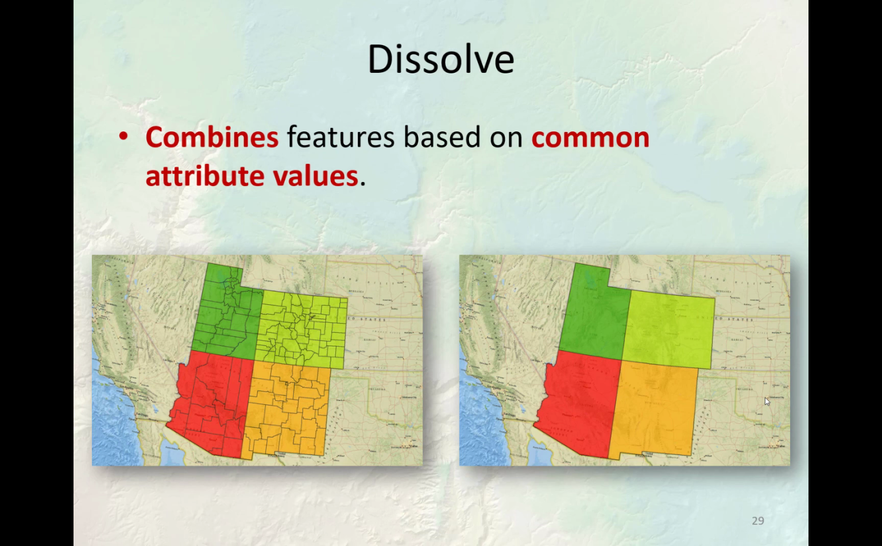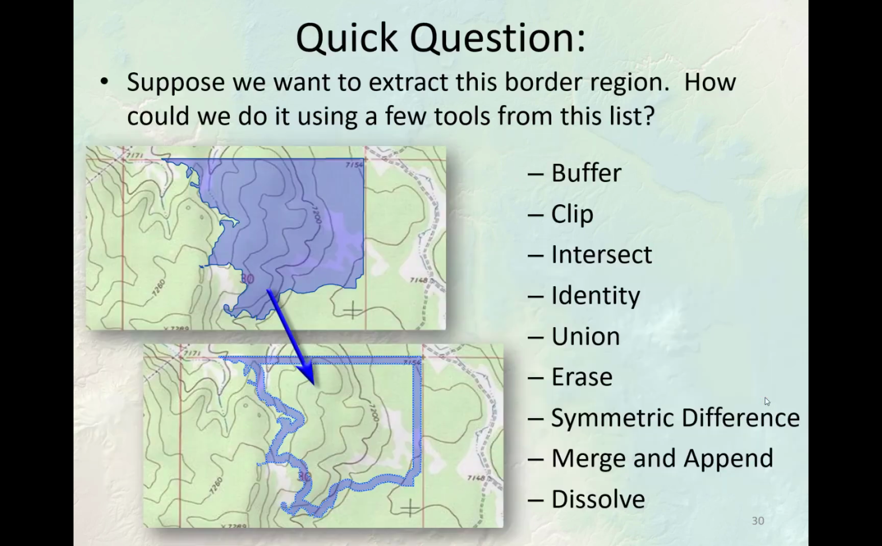So in this example, you see I have a county map showing all the counties in the 4 corner states. Well, I can dissolve this county feature class based on the attribute field state, and so all of a sudden I have 4 state polygons left over. So it just dissolves all the Arizona counties into one object, etc. Really useful tool. I use this one all the time.